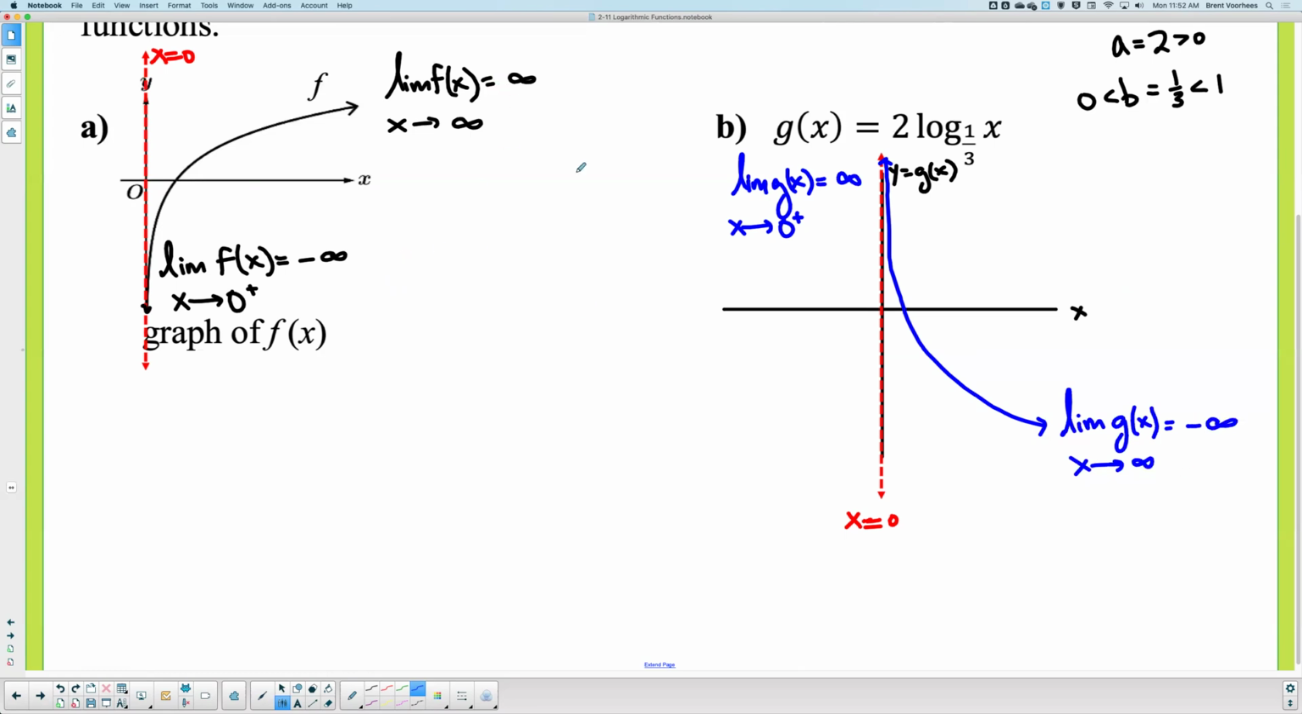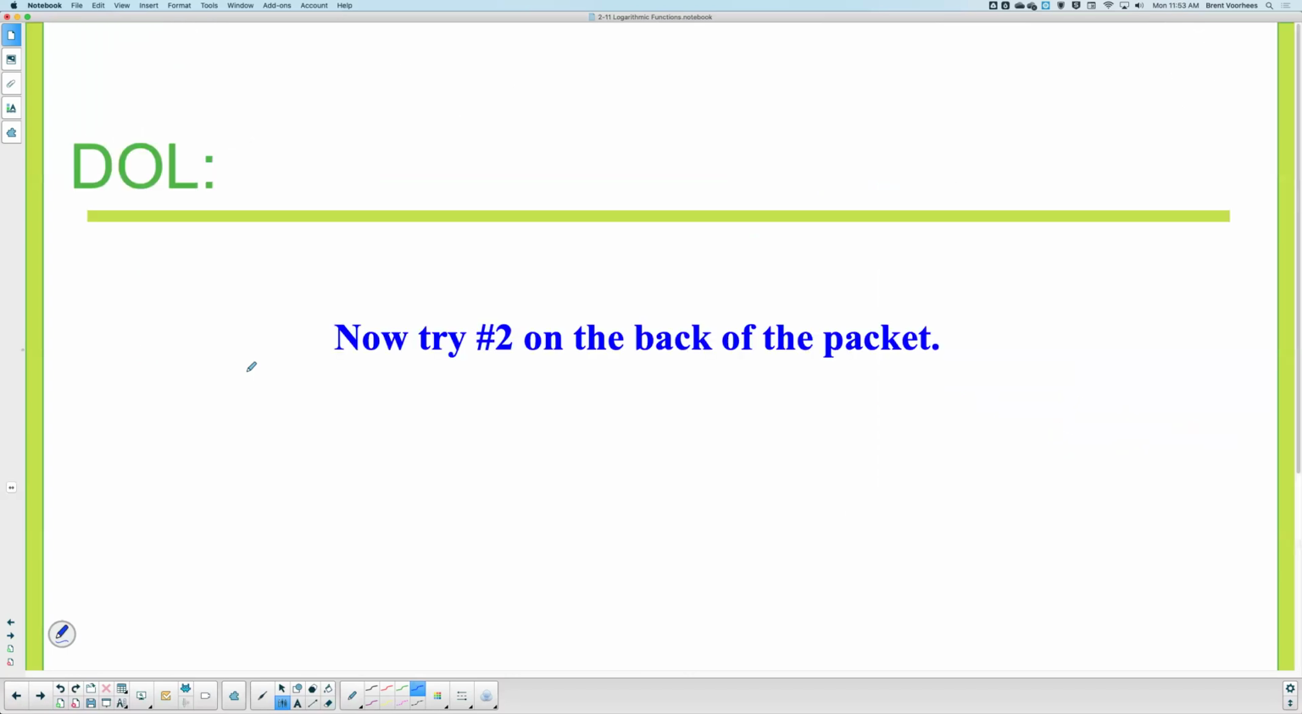Okay, one more time. What has to be true for every single log graph's limits? One's positive, one's negative. You're going to have some x value with a number and a plus or a minus, and then one infinity, positive or negative infinity. That's going to be the same true over here. So you will have a numerical value, but it'll be an x value. Okay? That's what's true for logarithms. Now, with that, I want you to go to the back of the packet and try number 2. DOL number 2.